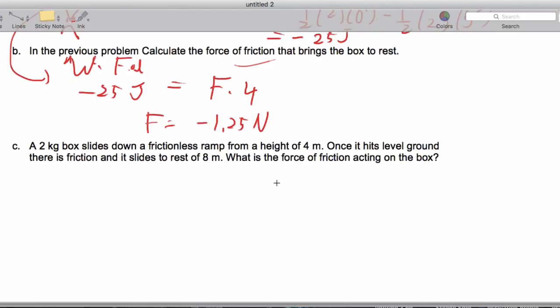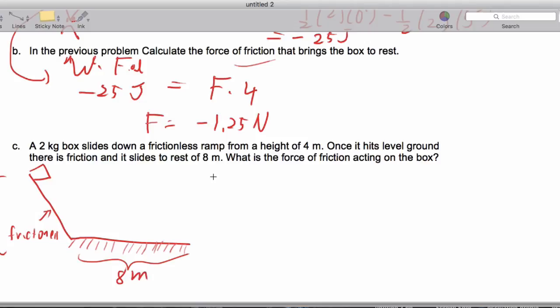Here, a 2 kilogram block slides down a frictionless ramp from a height of 4 meters. Once it hits the ground, it slides to rest. What's the friction force? I want to be clear here: frictionless. We're up here, and this height is 4 meters. Then we have a rough surface here, which I draw like that. Rough, 8 meters.